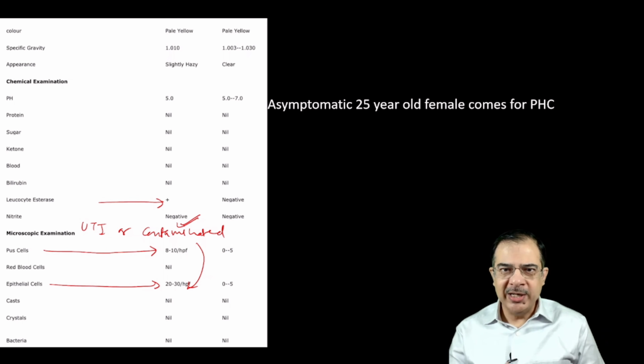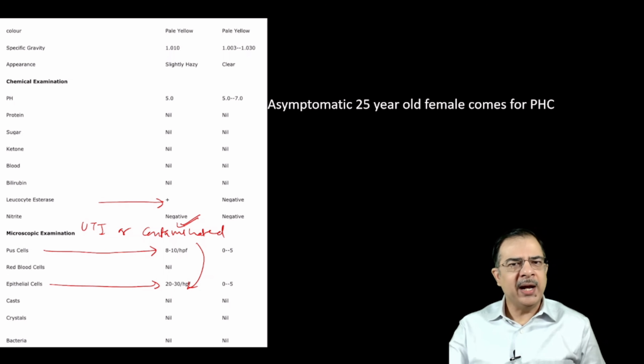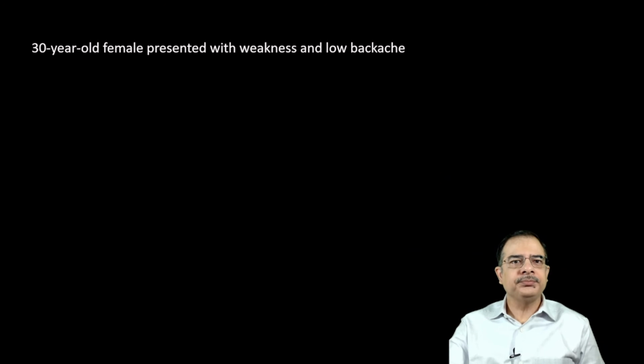So always recheck the urine routine, and if the patient is asymptomatic, then it is unlikely to be a urine infection, but some UTI can be asymptomatic, especially in diabetes or in the elderly. So we should be aware of this important diagnostic possibility.